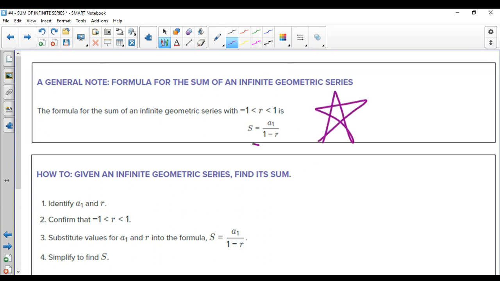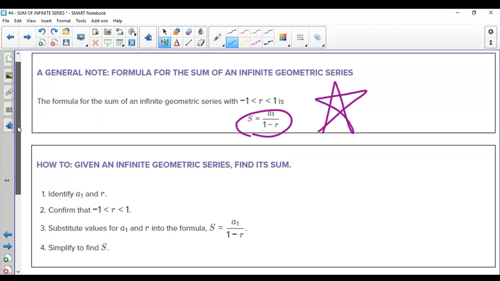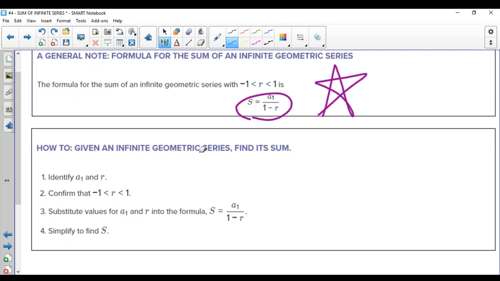So again, you need to make sure that you know what that is. But in order to do that, you need to go through a couple of steps. Given an infinite geometric series, find its sum. Well, first thing you have to do is to obviously know the first term and the common ratio. And you got to make sure that that common ratio is in between -1 and 1. And if it's not, then you can't add it up. It has to be in between there.